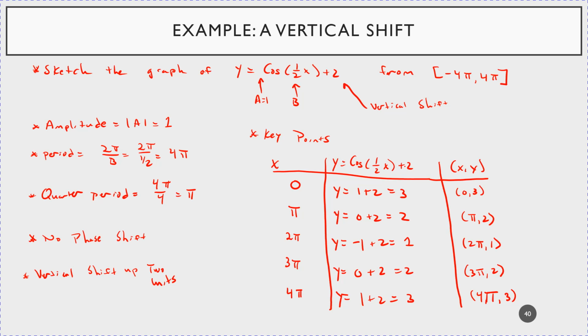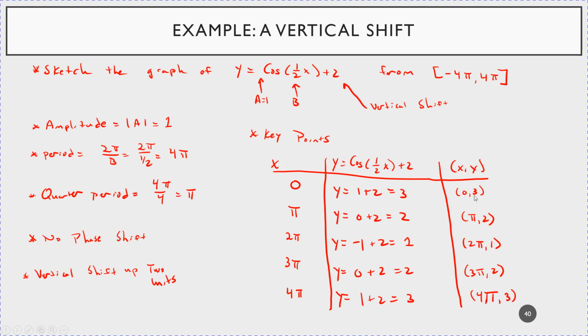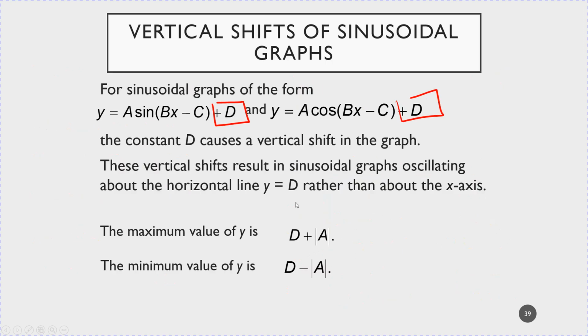Okay. And look what's going to happen when we sketch this, right? So first off, we see the maximum value is 2 plus 1, which is 3, and the minimum value is 2 minus 1, which is 1. So max is 3, minimum is 1. And you're going to notice that it's going to be oscillating around this line, y is equal to 2. And you'll see it when I graph it.